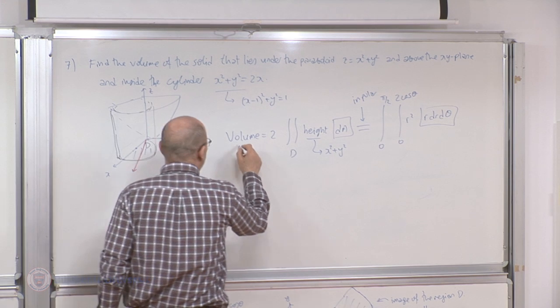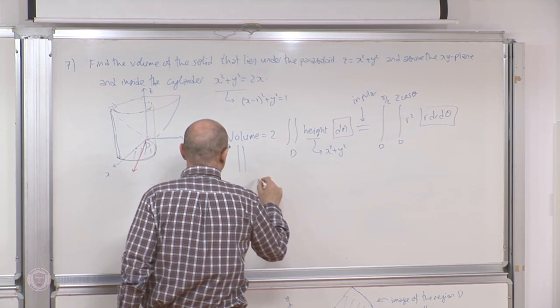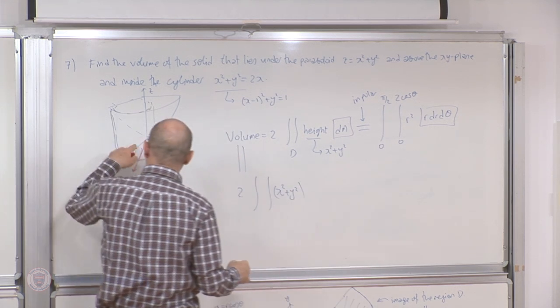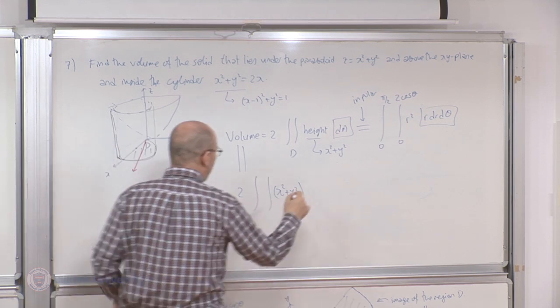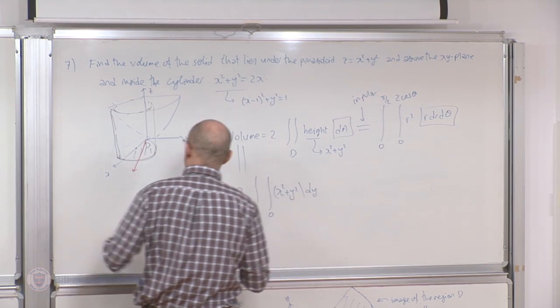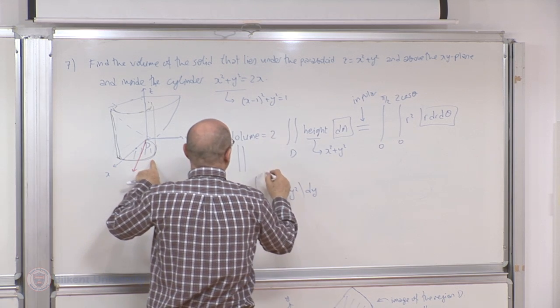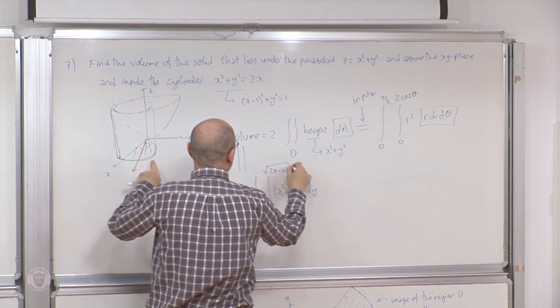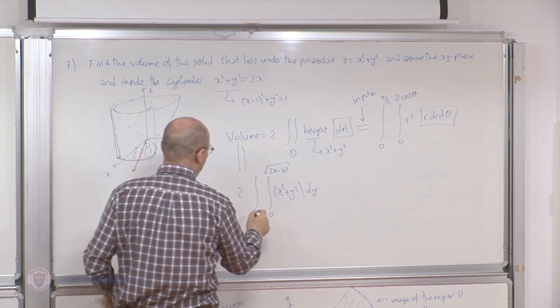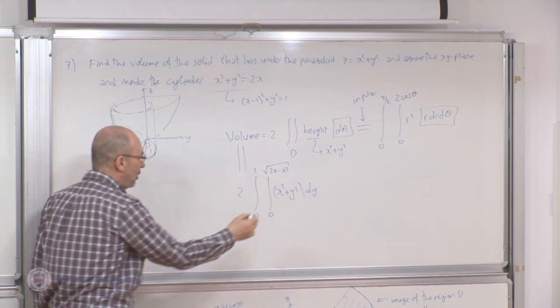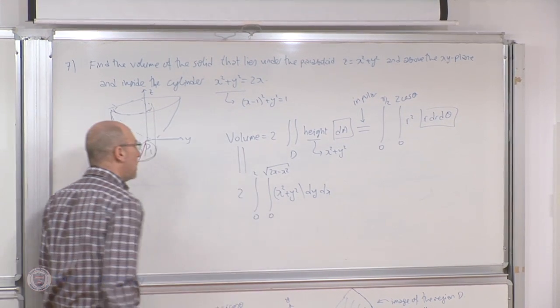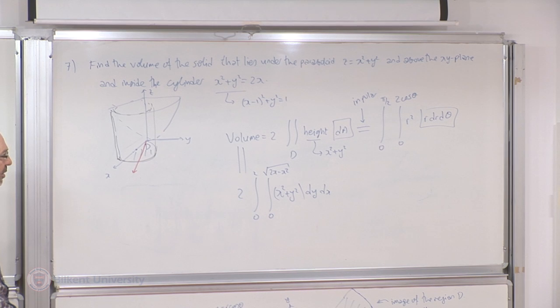So let us also write this in Cartesian coordinates. This is 2 times the integral of x squared plus y squared. We prefer to do it with respect to y first, dy. Y starts from 0 and goes to square root 2x minus x squared, and then dx, where x is between 0 and 2. Okay, so this is in Cartesian coordinates. The other one is in polar coordinates.